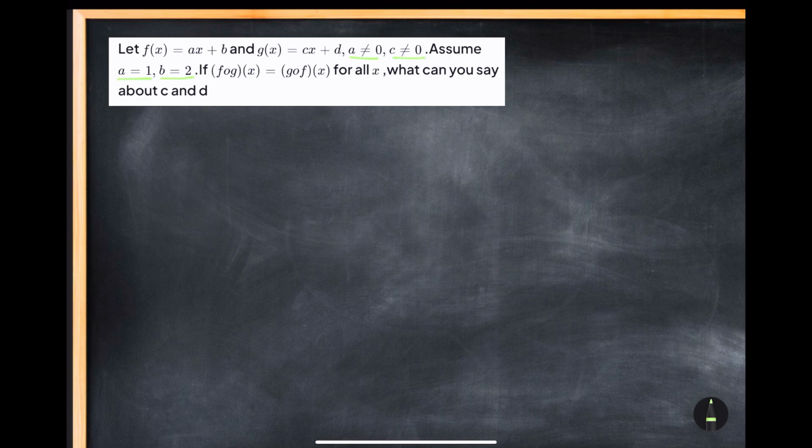So if a is already 1, why have they given not 0? I don't know. I think they are trying to make sure that f(x) is a linear function. Same, g(x) is a linear function. Okay, assume this, and they are saying that f(g(x)) is equal to g(f(x)). Then what can you say about c and d? It means you have to pass comment about c and d.